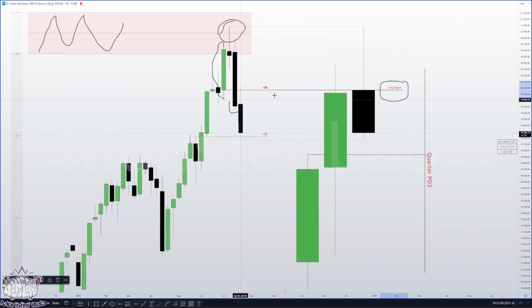And when you have this time element plus a price element, in this case this bearish order block, it's your PDRA. It's your price level, and your time level is the July open. This is a high probability PDRA. When you combine the time element plus the price element, this is high probability.